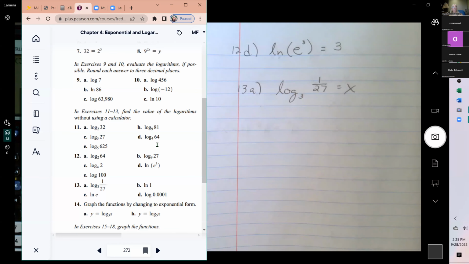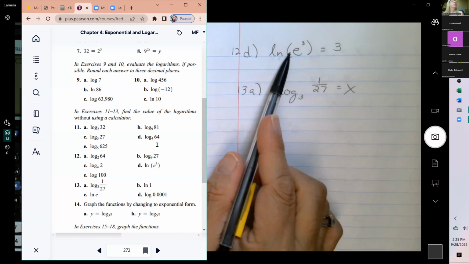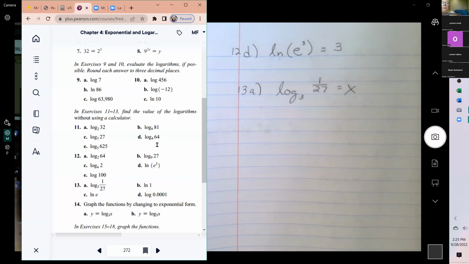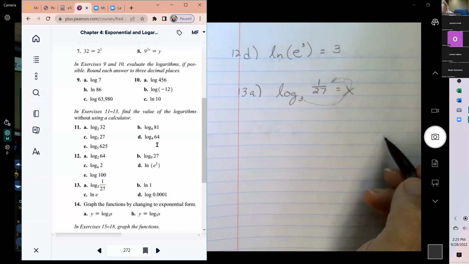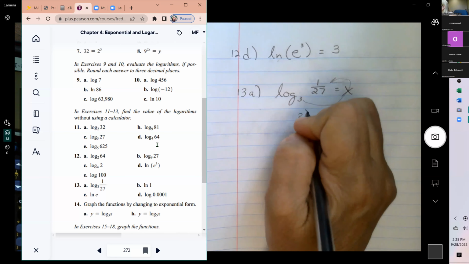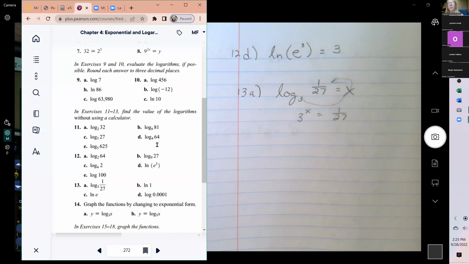So first thing, rewrite it. Yes, but I'm not sure which one you mean, like this one. 12B. Okay, I'll go back to it. On this one, we rewrite it. 3 to the x equals 1 over 27. This time the 27's in the denominator.